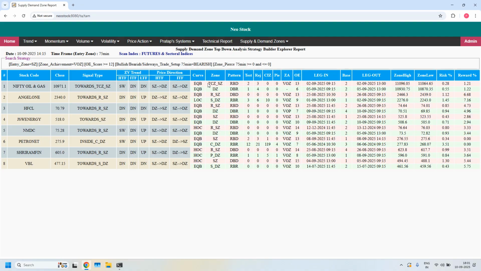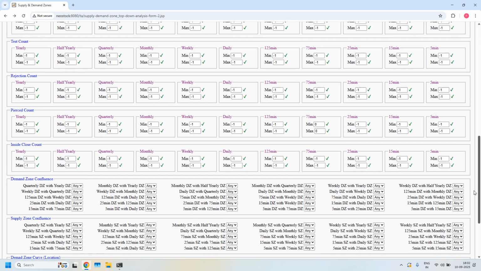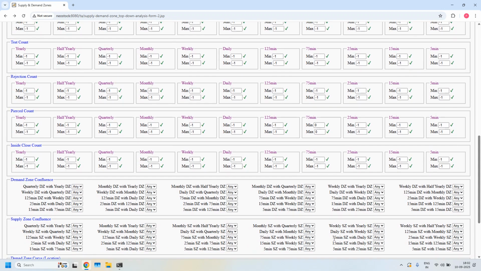Entry time frame zones are 75 minute supply zones. So total we got 8 stocks. Out of these 8, how many 75 minute supply zones are overlapped with daily supply zone? Let's filter. That is 75 minute supply zone with daily supply zone confluence.